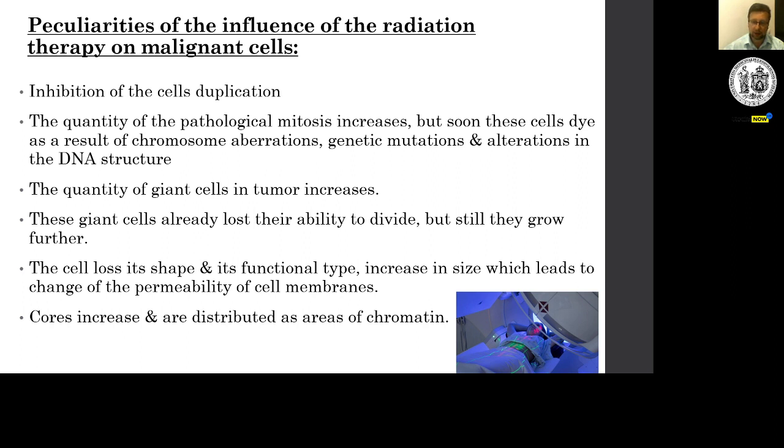Also, under the influence of radiation therapy, the quantity of so-called giant cells in the tumor increases. We will talk about the giant cells a little bit later. These giant cells have already lost their ability to divide, but still they grow further. The cell loses its shape and its functional type and increases in size, which leads to a change in the permeability of cell membranes. The nuclei of those giant cells increase in size and are distributed as areas of chromatin.